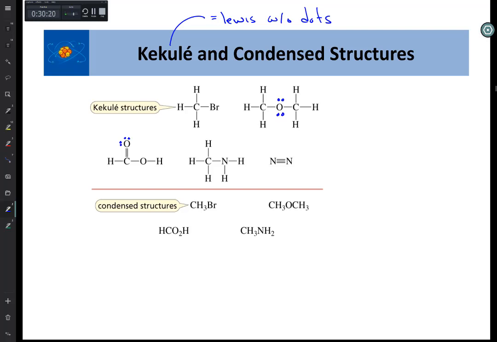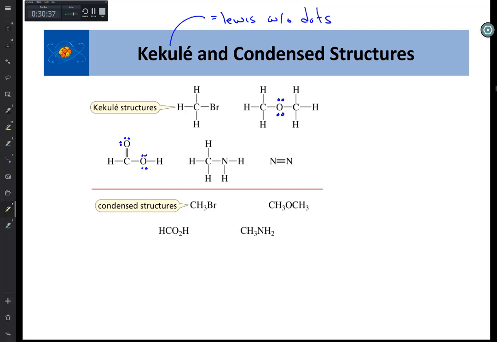Otherwise you have no way of knowing the formal charge. If you don't have a way of knowing how many actual electrons are there, that's why we do it. So you can actually fill these in. That would be the Lewis structure of that Kekulé structure.